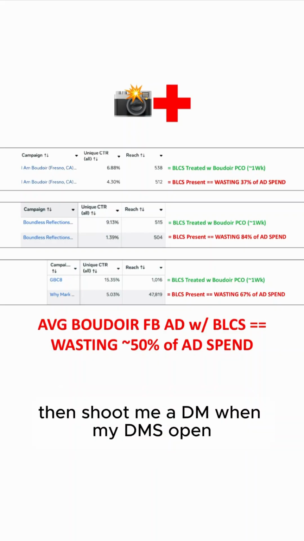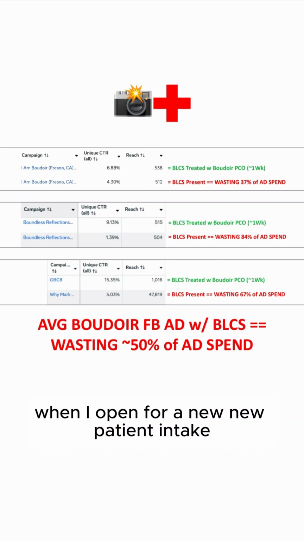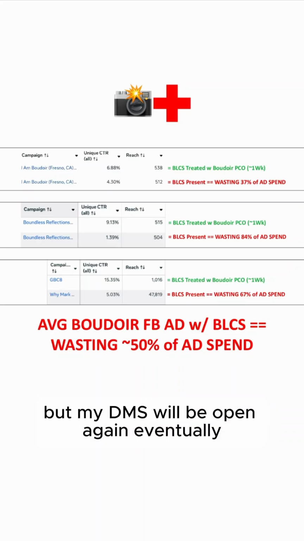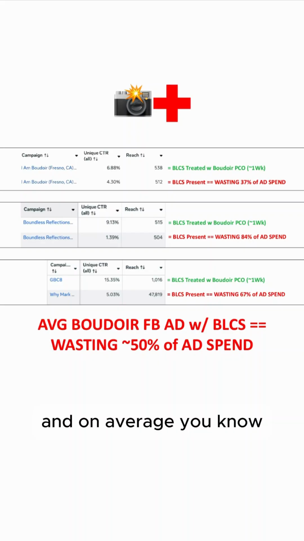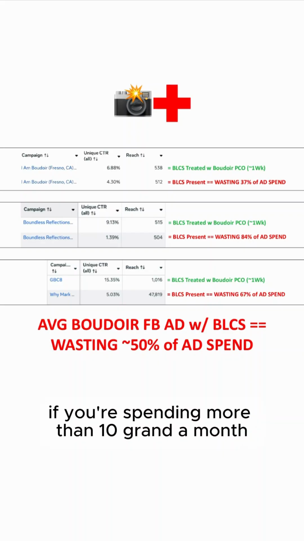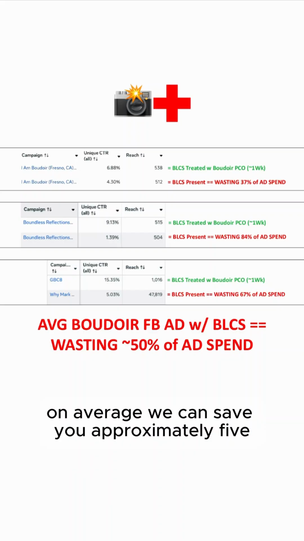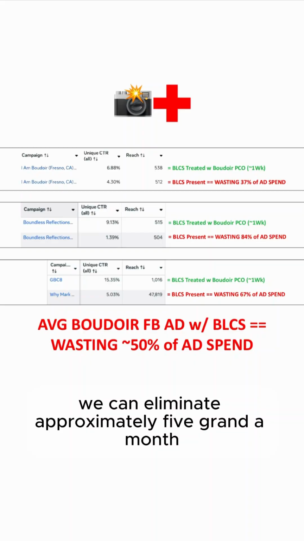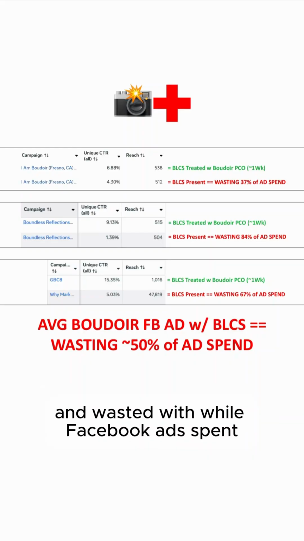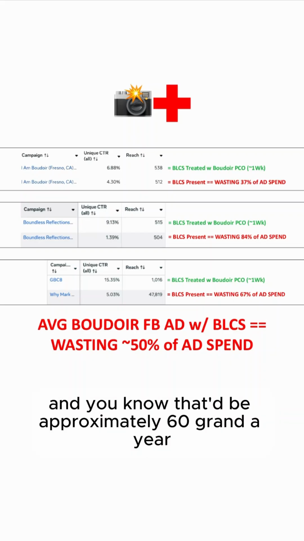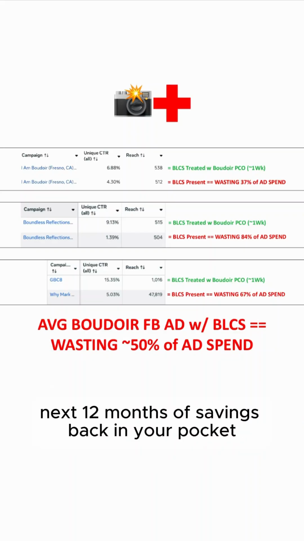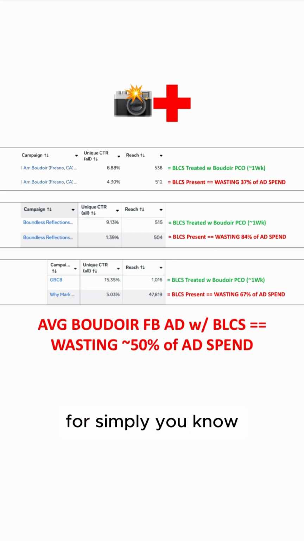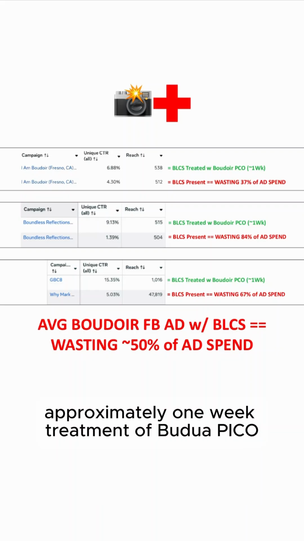Then shoot me a DM when my DMs open, when I open for new patient intake. My DMs are closed right now, but they will be open again eventually. On average, if you're spending more than 10 grand a month, we can eliminate approximately 5 grand a month in wasted Boudoir Facebook ad spend. That would be approximately 60 grand a year in savings over the next 12 months, back in your pocket for simply approximately 1 week of treatment with Boudoir Pico.